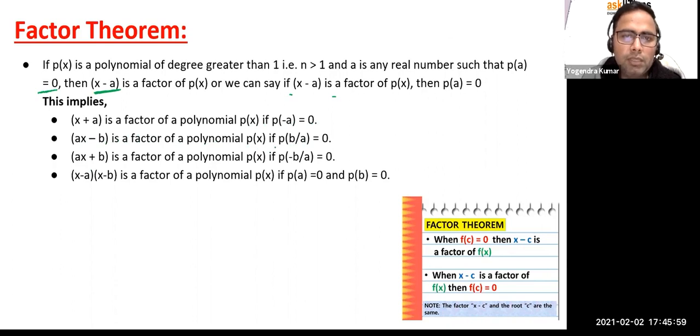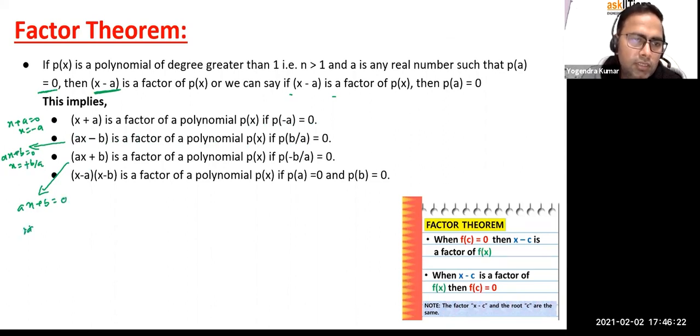How are we getting this b by a? You can see this. By the way, x plus a equals 0, so x equals minus a. Here, ax plus b equals 0, so x equals minus b by a. Right here, ax plus b. Now equals 0, so x equals minus b by a. So that's how these values are coming here.